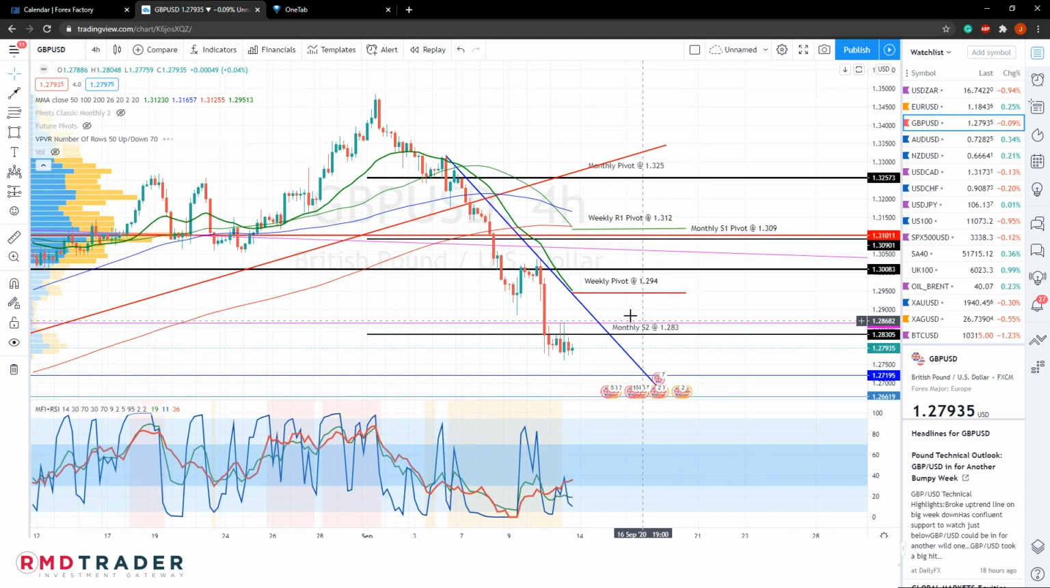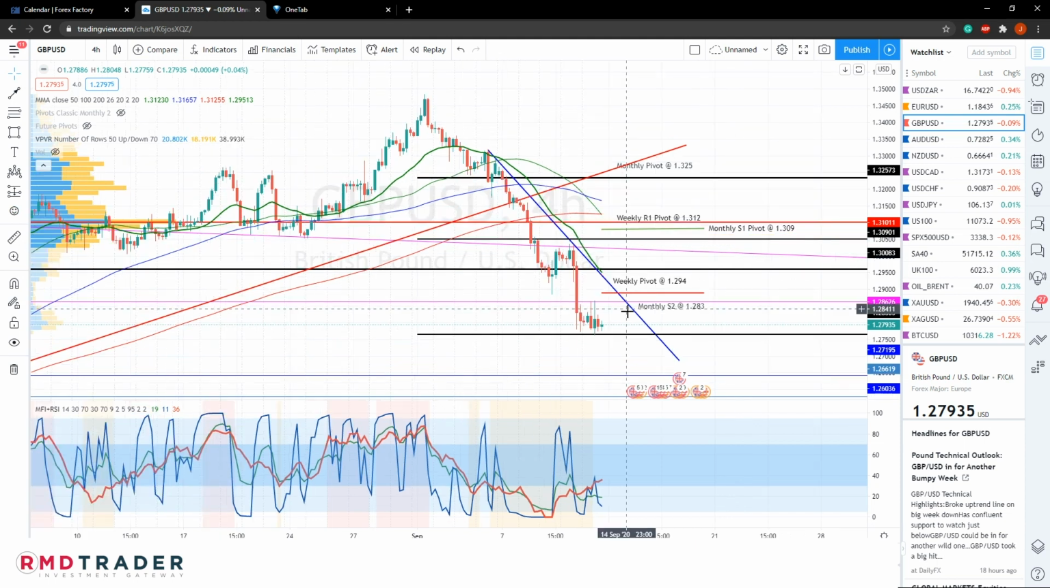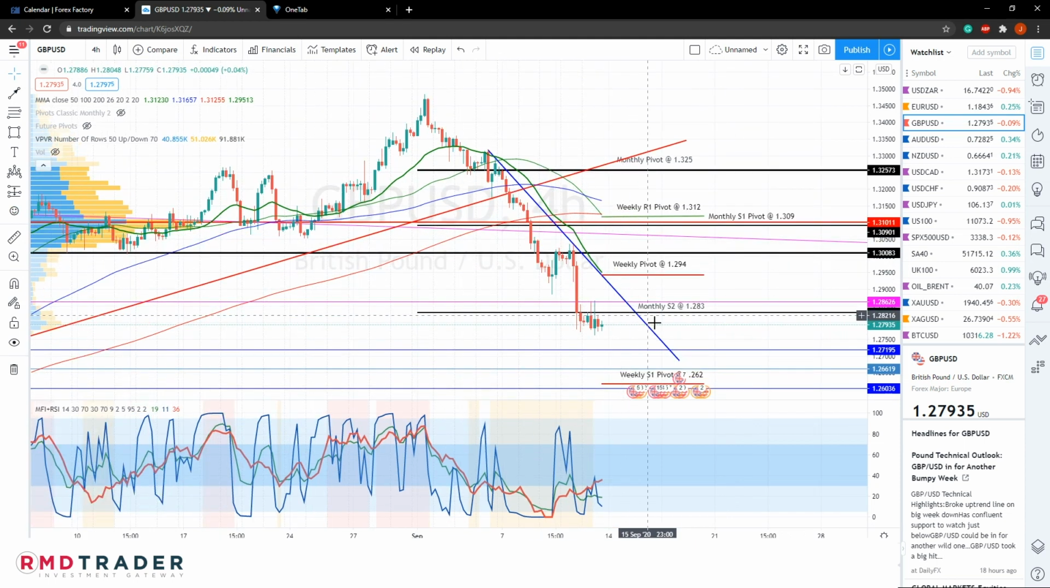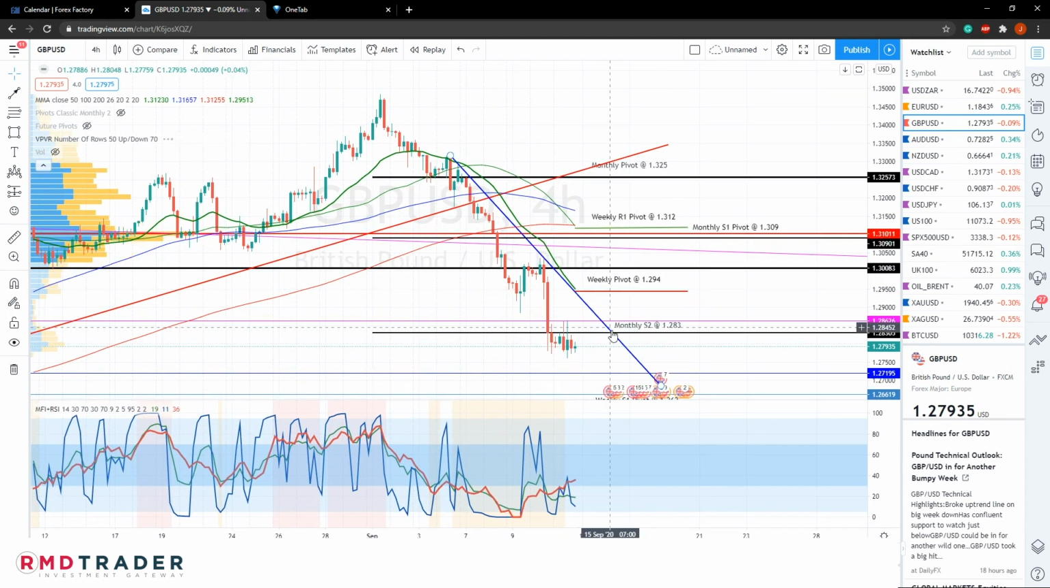I'm also expecting a correction move towards 1.310. That would be close to our monthly S1 pivot. But for that to happen, we'll need to at least breach this diagonal resistance. And of course, also this monthly S2 pivot level at 1.283.